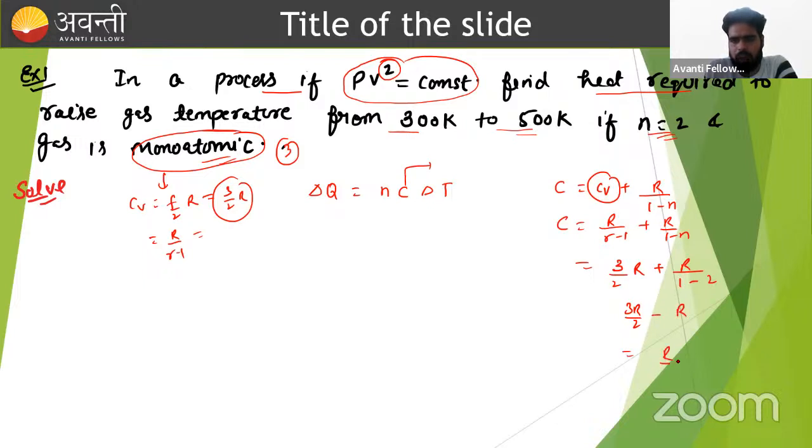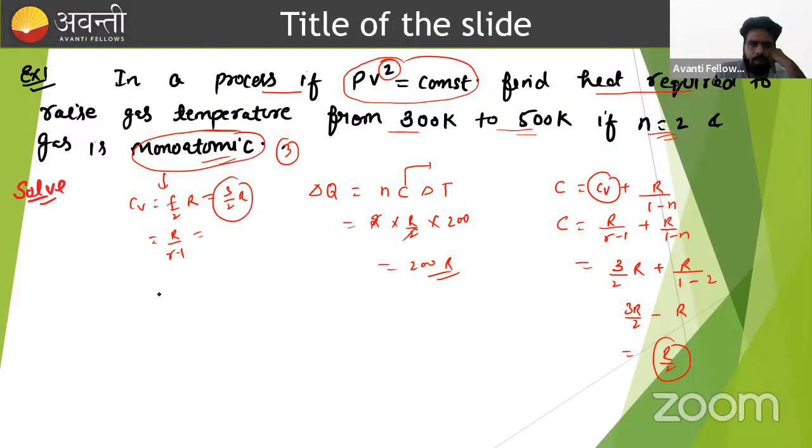What is the value, beta? R by 2. Okay. How many moles? Sir, 2 moles of gas are taken. And C is R by 2. Delta T is 200 Kelvin. So we can say that this is the required answer. I hope this is clear for everyone, beta.